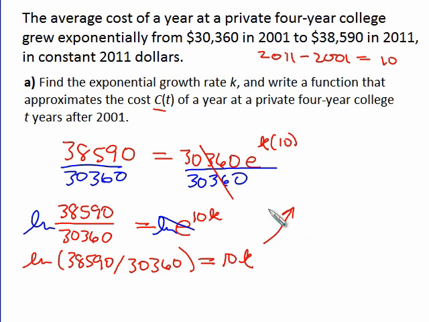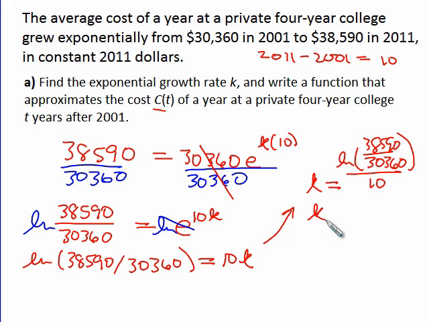So I'm dividing both sides by 10, so this is what I need to type in my calculator. The natural log of 38,590 over 30,360, so I need to find this value and divide it by 10, giving me a value of k, which is approximately 0.024. Alright, so the question asked me to find the growth rate, which I did, and then write a function. So let me change colors so you can see this function here.